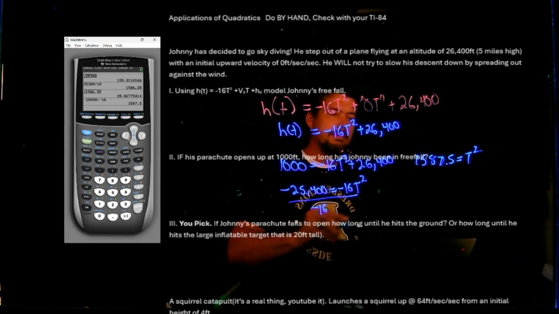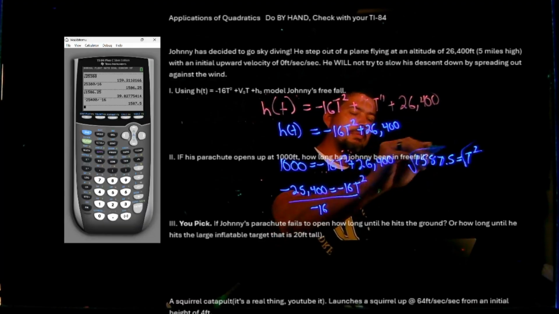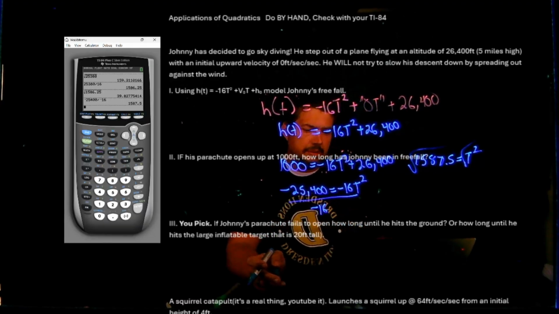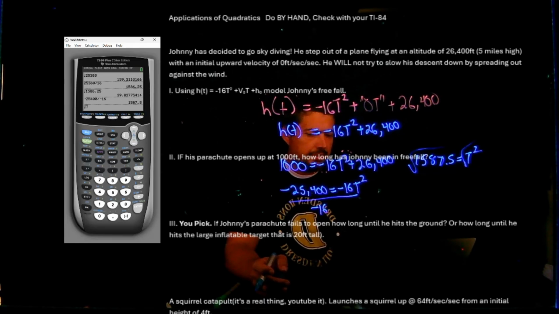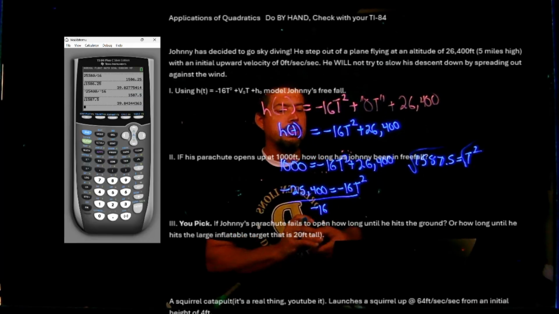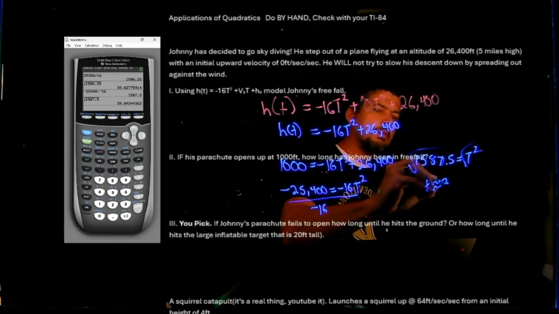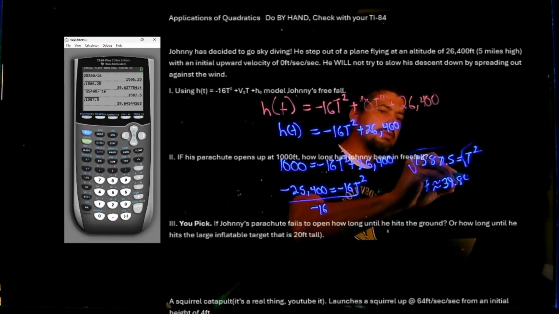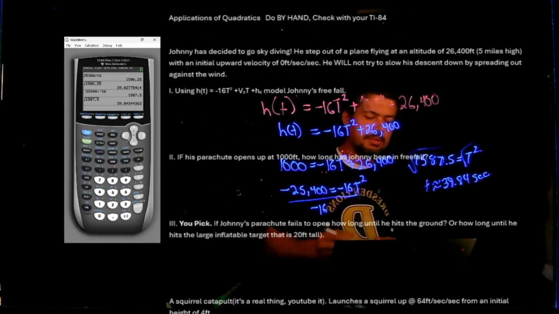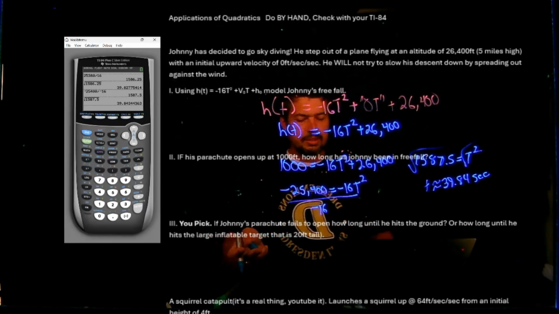Now, the opposite of squaring is square rooting. And usually we talk about plus or minus, but we are in the real world here. Is there any such thing as negative time? I don't believe there is. And you get 39.84 seconds. There is also the negative answer to this, but that would be extraneous. Now, let's check this against the TI-84.